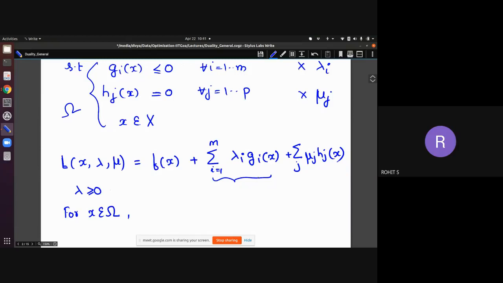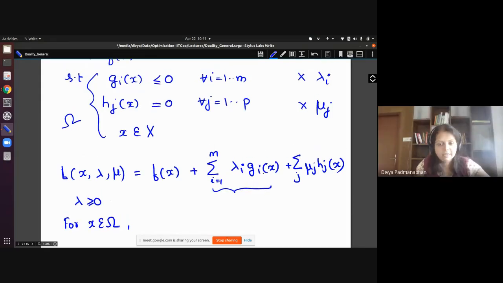So what do we know about this term, lambda_i g_i(x)? It is 0 only at the optimum, when it satisfies a KKT point, the complementary slackness. Otherwise it is negative, less than 0. Here the lambdas are just anything greater than or equal to 0. For any feasible point this holds because g_i(x) is less than or equal to 0 for all x in omega, and lambda is positive, so this term is less than or equal to 0.